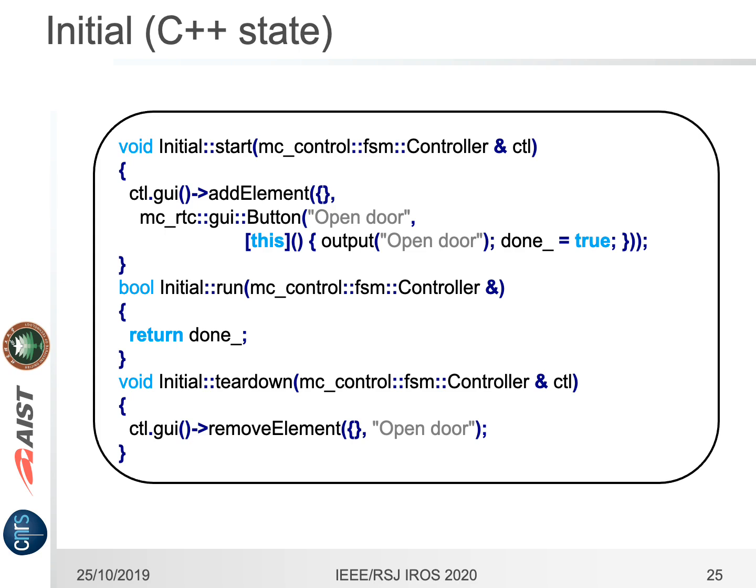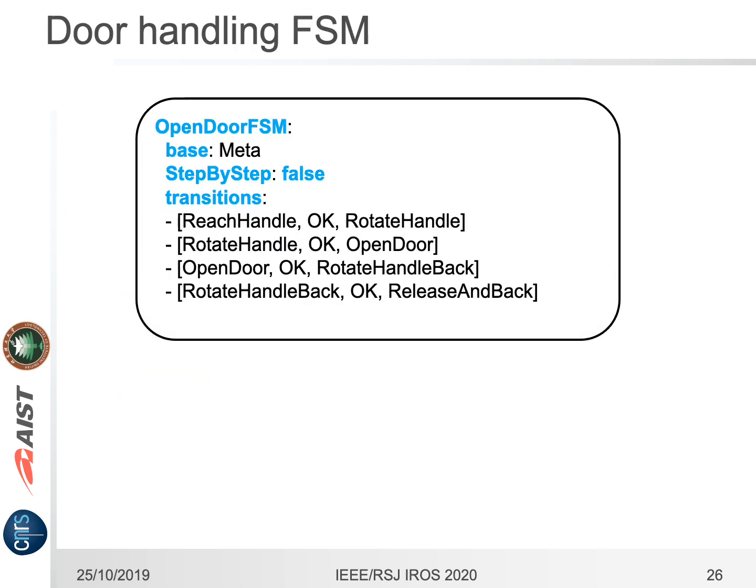This slide shows the C++ code for the initial state, mainly to show the logic of a simple state and the ability to add elements to the graphical user interface in a very straightforward way. This slide illustrates how an internal FSM is specified. The same is applied for the global one, but it's much simpler. We have the specification of the base, whether we go step by step, and the transitions.